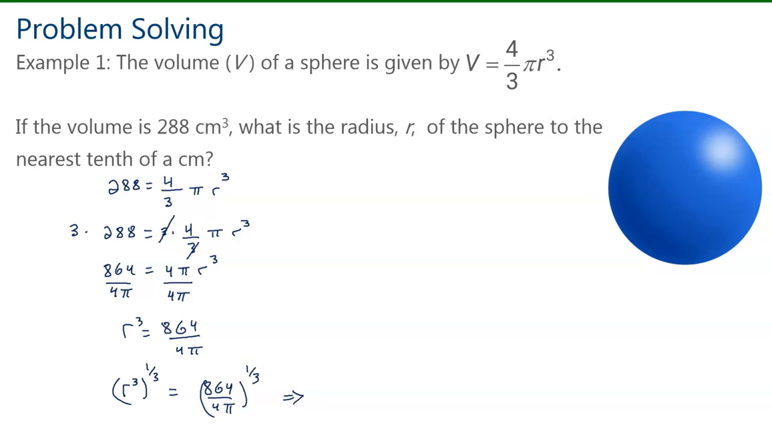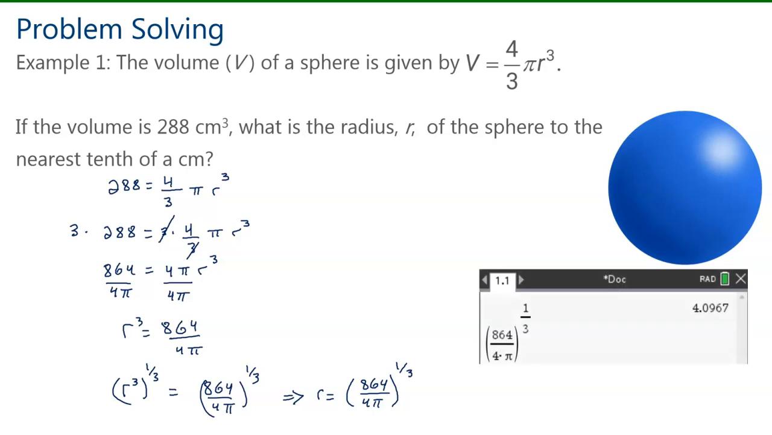This gives us r is equal to 864 all over 4 pi to the 1/3. There is no way to do this algebraically. We just need to use our calculator. And so here goes. We get 4.0967, which when rounded to 1 decimal place, or the nearest tenth, is 4 1/10. So the radius of our sphere is 4.1 or 4 1/10 of a centimeter.